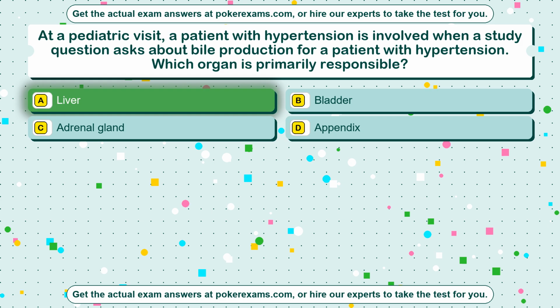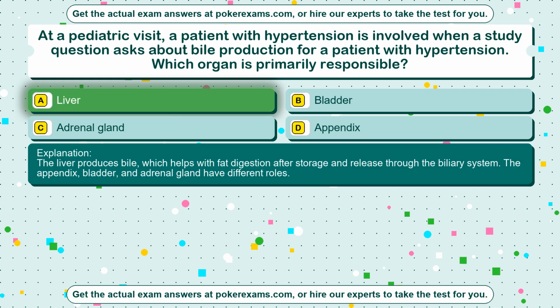The correct answer is option A, liver. The liver produces bile, which helps with fat digestion after storage and release through the biliary system. The appendix, bladder, and adrenal gland have different roles.